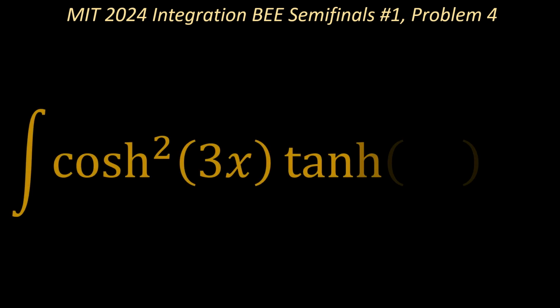I hope you enjoyed this. Problem 4 of the semifinal number 1, MIT 2024 Integration Bee, was the indefinite integral of the hyperbolic cosine 3x squared times the hyperbolic tangent of 2x. Try it on your own.